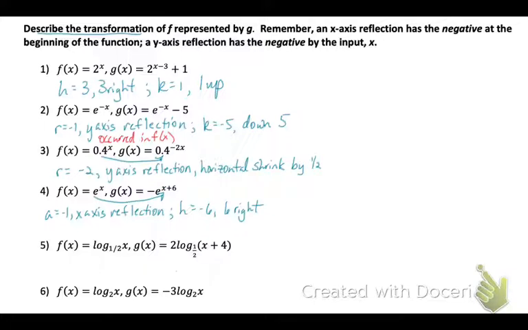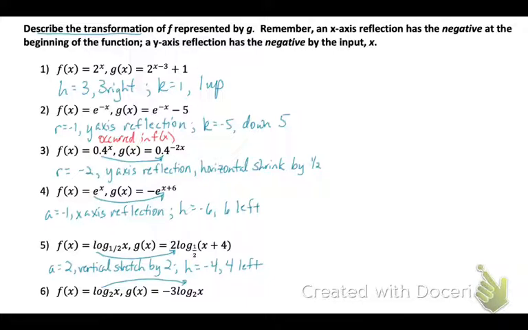Now, number 5, I have f of x equals, now we have a log function, log base 1/2 of x. And then g of x, we have a 2 multiplier out front, and then log base 1/2 of x plus 4. Notice the plus 4 is in a parenthesis, so that's an h value. So dealing with the 2 out front, that is a vertical stretch by 2. And then our h value, it's negative 4, so that is a shift of 4 to the left. If it were a k value, it would be outside the parentheses at the end of the log equation.